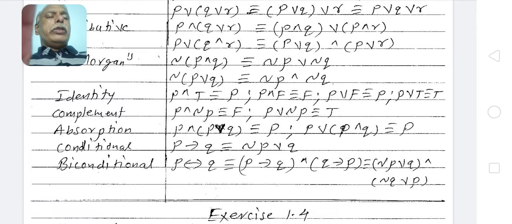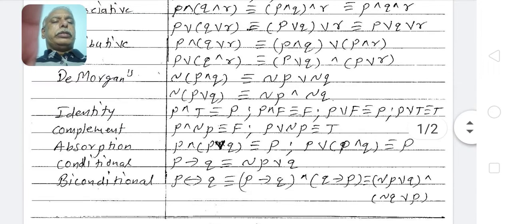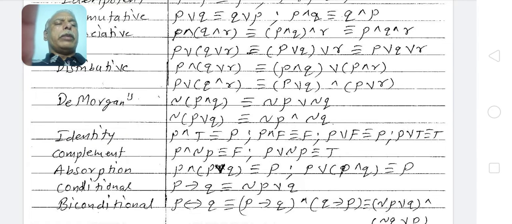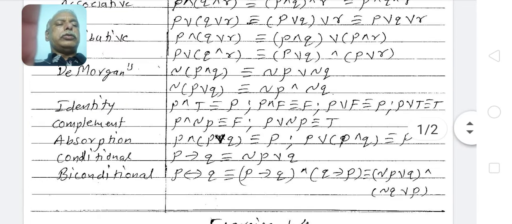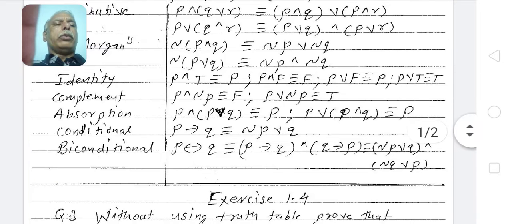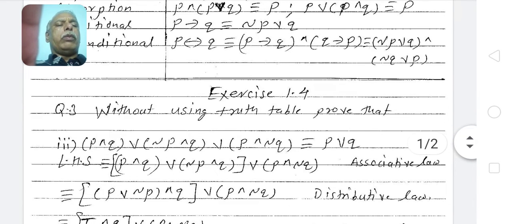Now, by using these different laws, instead of using a truth table, you can prove equivalence of two statements. This is given in exercise 1.4, question number 3. Without using truth table, prove that.